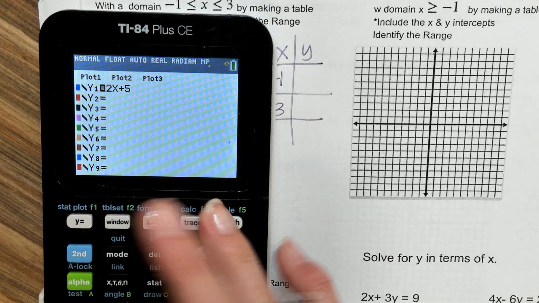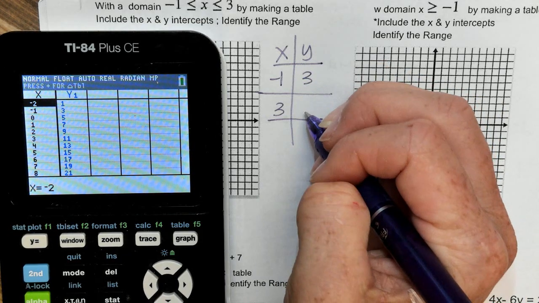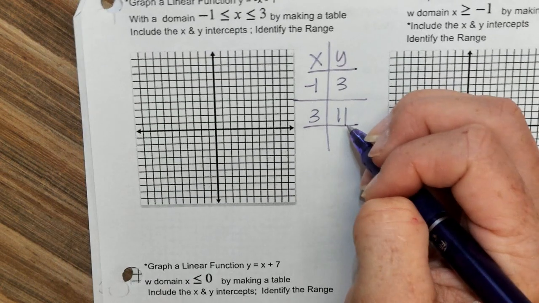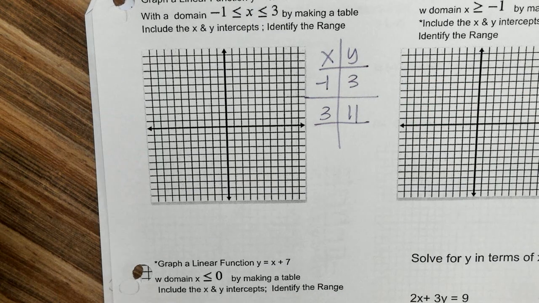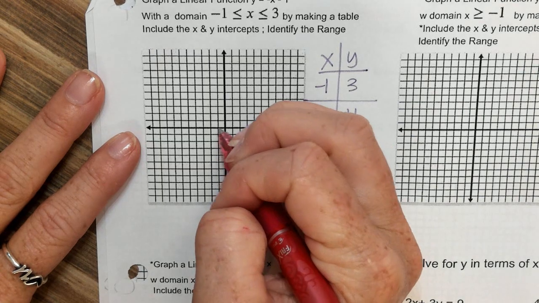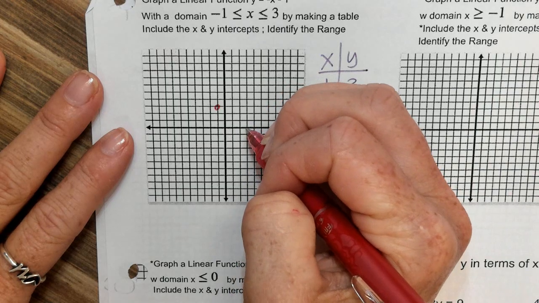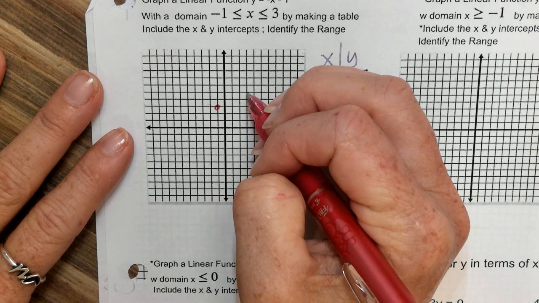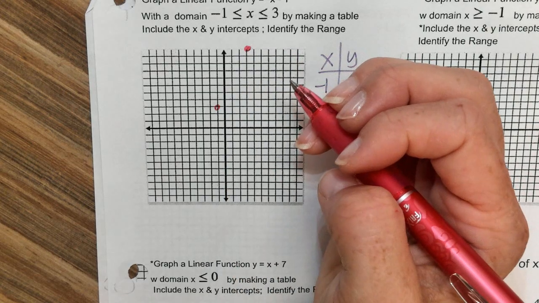I go to the table. When x is negative 1, y is 3. When x is 3, y is 11. It might not be on the graph, but we'll make it work, because I have to have those 2 dots. Like, period, I have to have them. Okay, so go to negative 1, 3. And go to 3, 11. It fell on it perfectly.